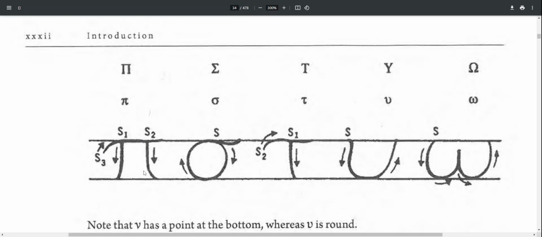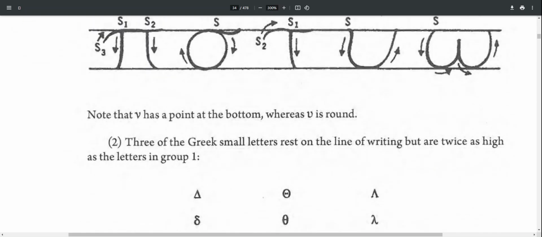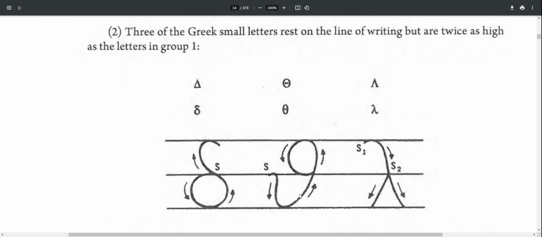1, 2, 3, 1, 2, 3, sigma. Round up, and you go like this. 1, 2 is tau. Epsilon is round like a u. It must be round like u. Omega is round like this. These are small letters. You need them sometimes.